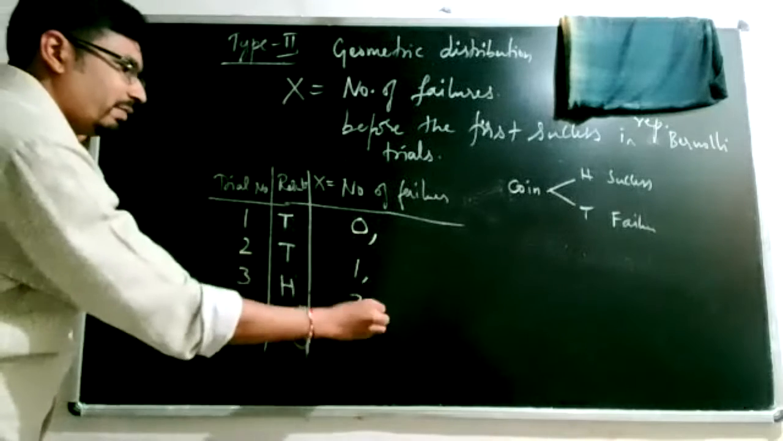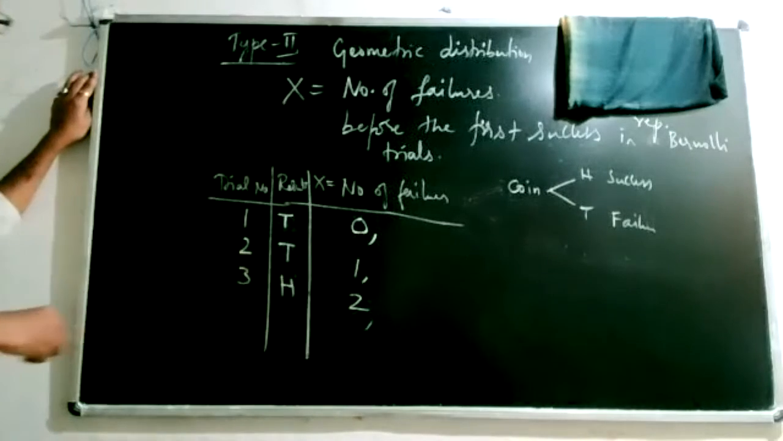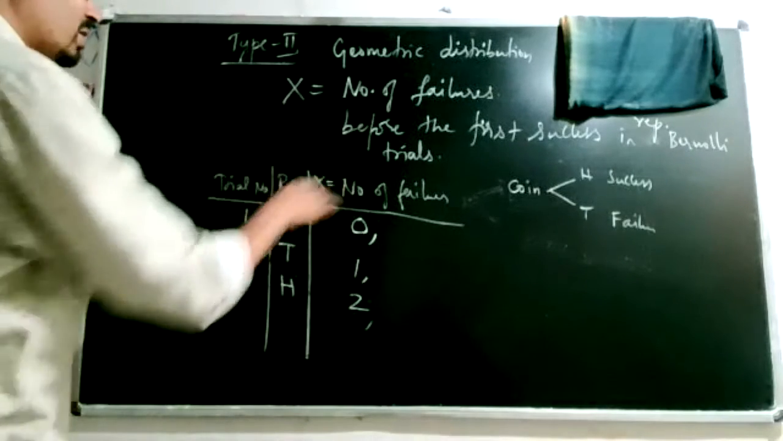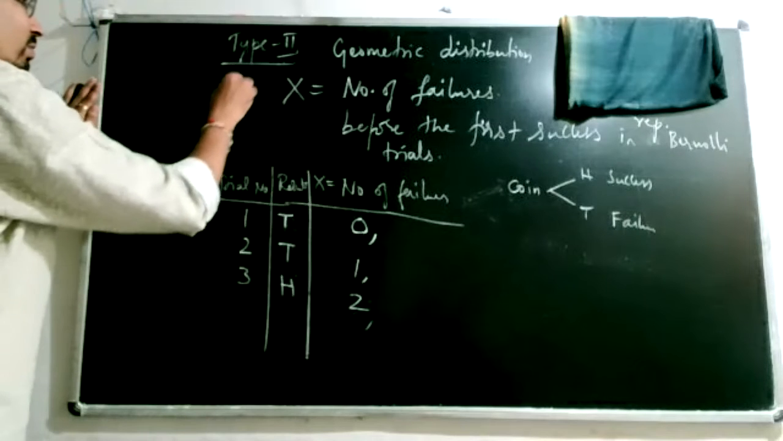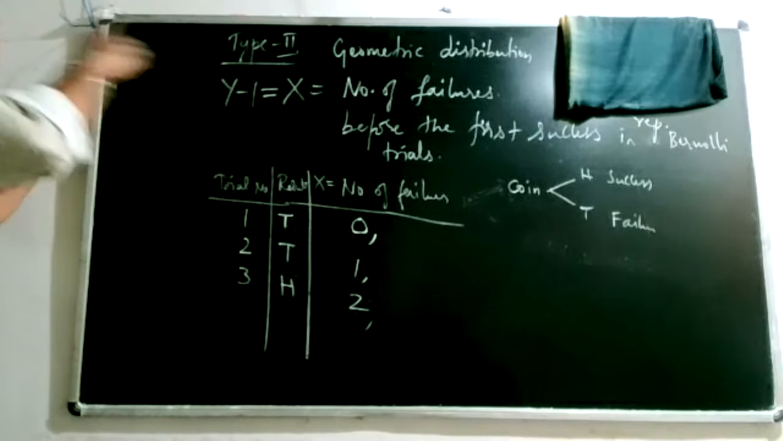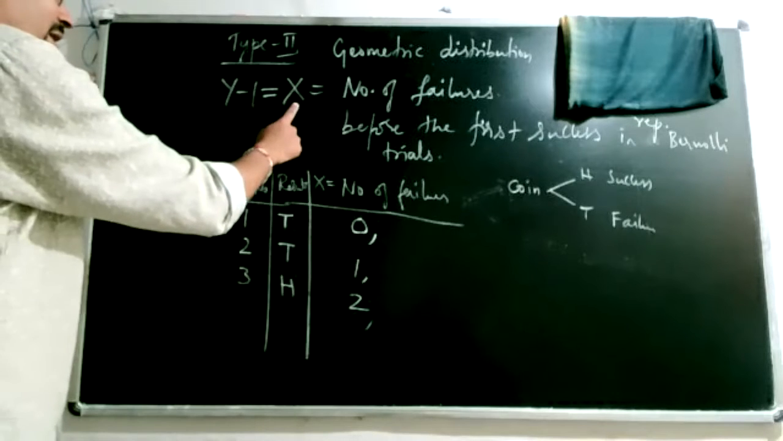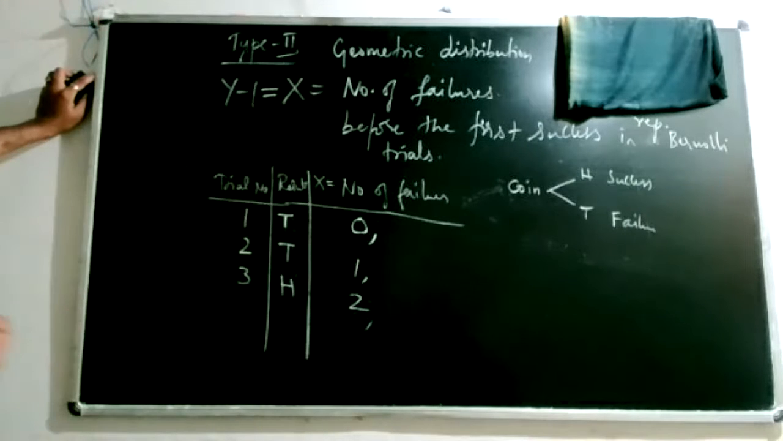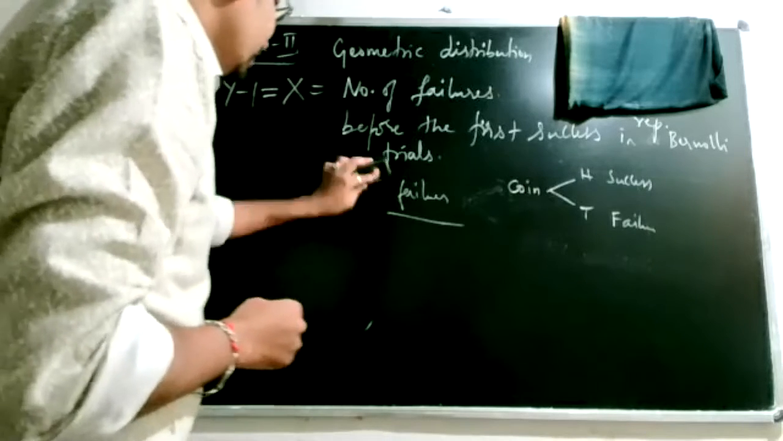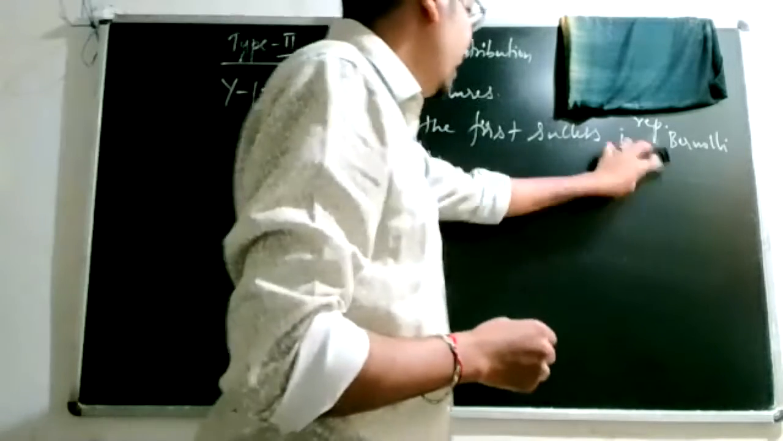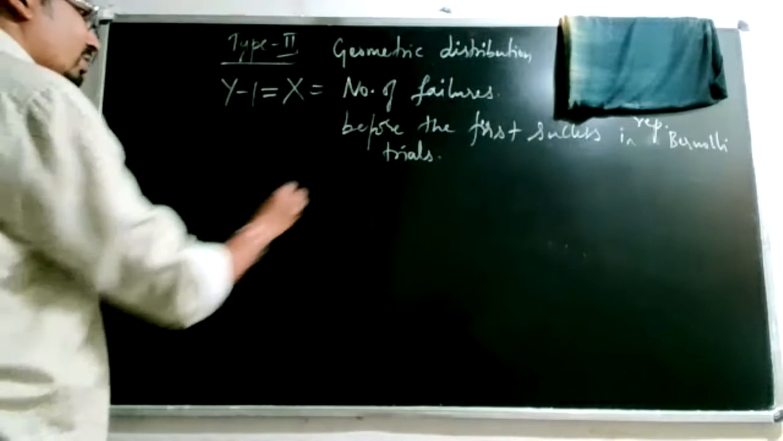So your possible values for failures become 0, 1, 2. So this is the connection between x and y. If you have defined your geometric using type 1 where you have y, then y minus 1 produces x, where x is defined as the number of failures before the first success and y is defined as the number of Bernoulli trials for the first success. So this is the geometric distribution which is most widely used.